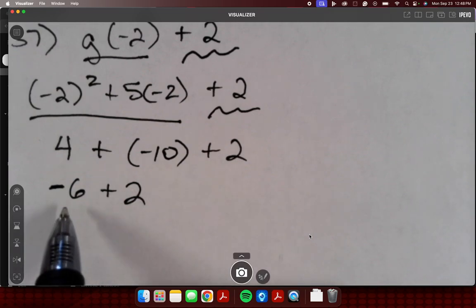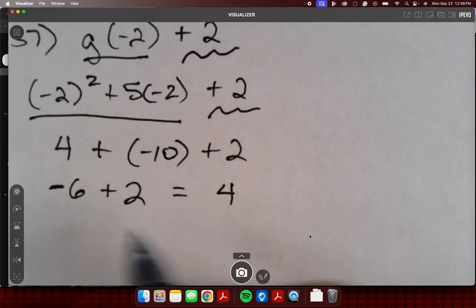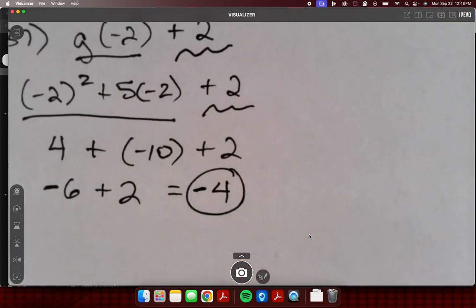And yet again, we're adding numbers with different signs, so we subtract them. 6 minus 2 is 4. And we keep the sign of the bigger number, which is the 6, so our final answer is negative 4.